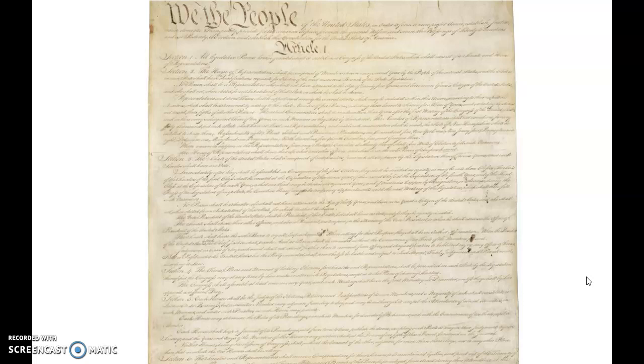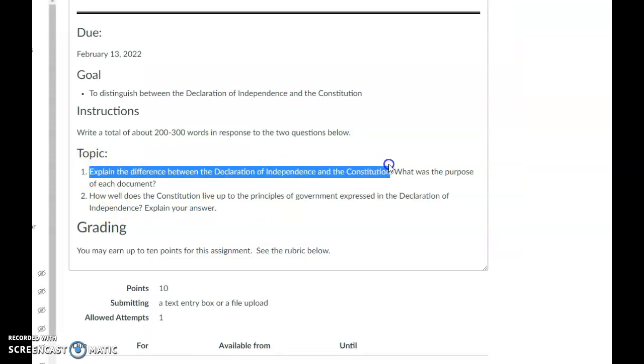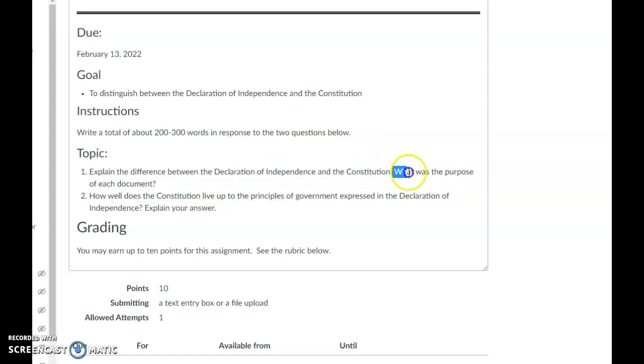So how does the Constitution live up to the principles of the Declaration of Independence? That's for you to come to understand by the readings and by viewing the videos. And in your reaction assignment, you have to answer that question. You have to answer two questions. First, let me draw it up here for you. First, you are going to explain the difference between the Declaration of Independence and the Constitution. What was the purpose of each document? Okay, so that's the first question.